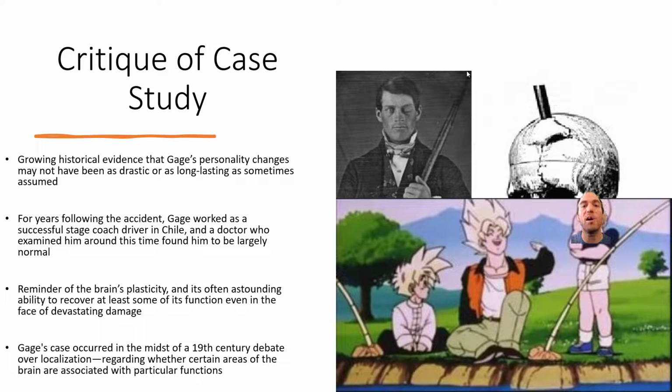of how does the brain work? Does it work through these very local regions, where each part of the brain does X, this part of the brain does Y, and so on?